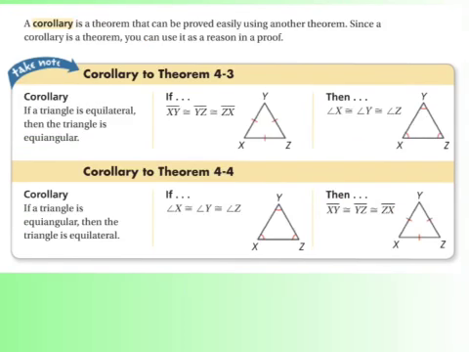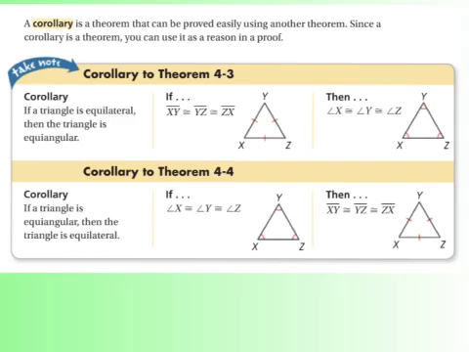Alright, now let's take a look at a few corollaries. A corollary is a theorem that can be proved easily using another theorem. Since a corollary is a theorem, you can use it as a reason in a proof. So here's the corollary to theorem 4.3, and recall theorem 4.3 was the isosceles triangle theorem. So the corollary to that says if a triangle is equilateral, then the triangle is equiangular. So equilateral, all the sides are the same. Equiangular, all the angle measures are the same. So if a triangle is equilateral, then the triangle is equiangular.